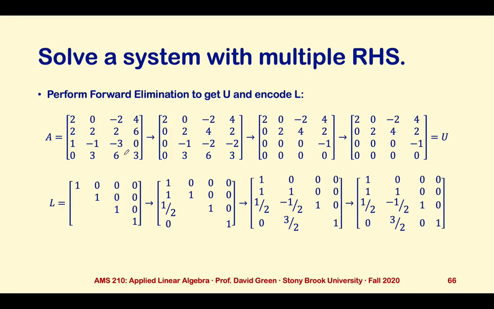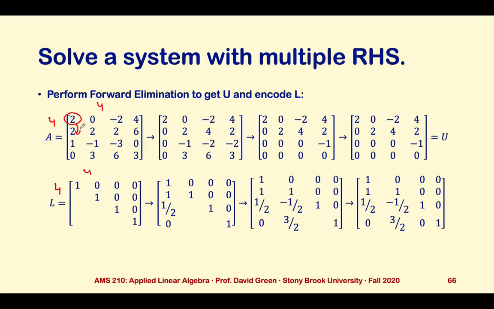How do we encode the LU decomposition? We carry through Gaussian elimination, storing the steps in L. A is a 4 by 4 matrix, so L has to match the number of rows of A. It will also be 4 by 4. We initialize it by putting 1s on the diagonal and 0s above the diagonal, and then carry through Gaussian elimination, filling out L as we go along.